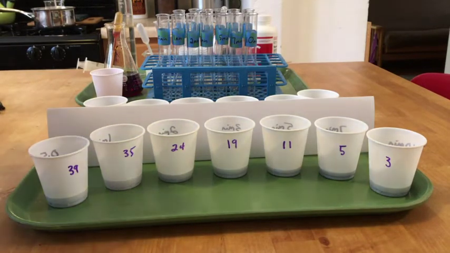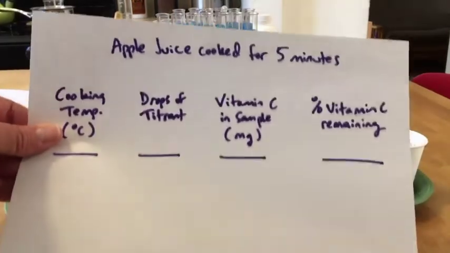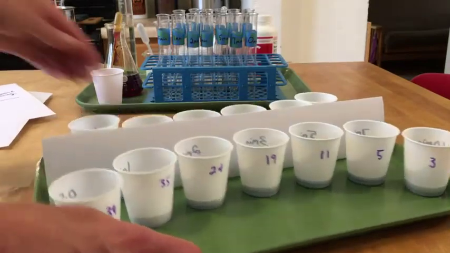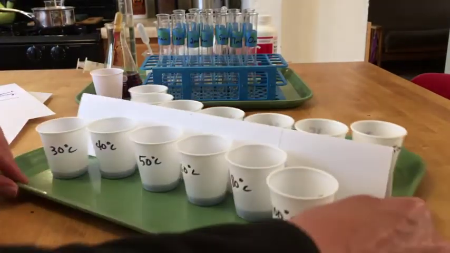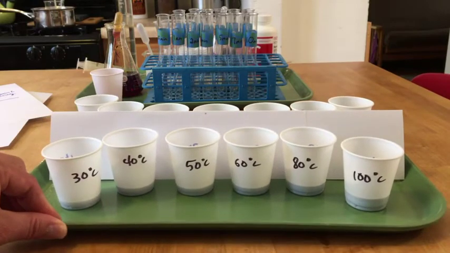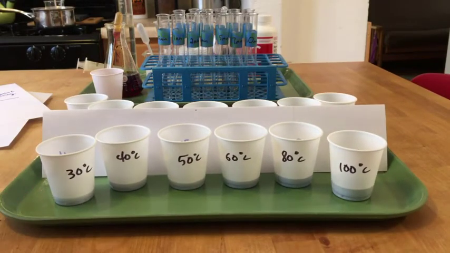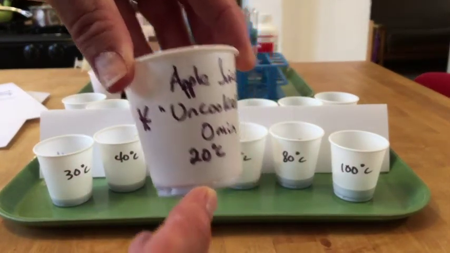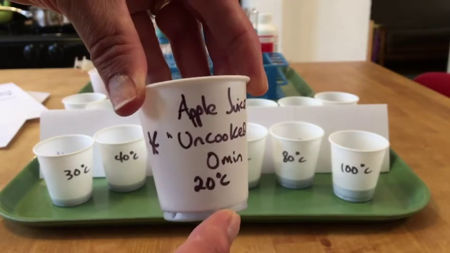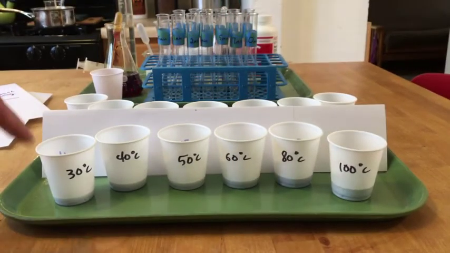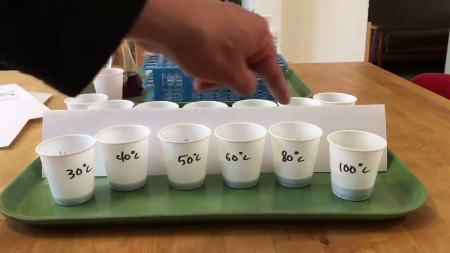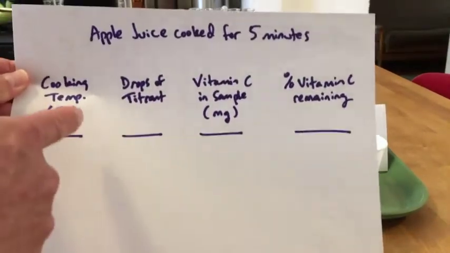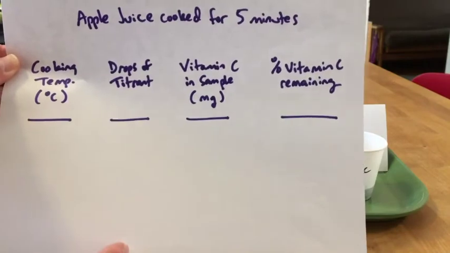Next, you'll need the other data table. So I also cooked some apple juice for 5 minutes at different temperatures. So let's look at those results. So the different temperatures that were cooked. First, the uncooked one had a room temperature of 20 degrees. And this is the same cup that I showed you before because it's the same uncooked apple juice. And then I raised the temperature to 30, 40, 50, 60, 80, and 100 degrees. So those are the cooking temperatures that you should record here. And then for each one of those samples, the drops of titrant.